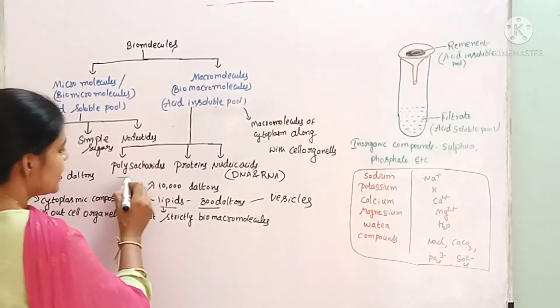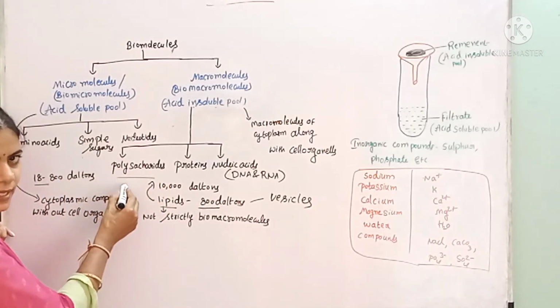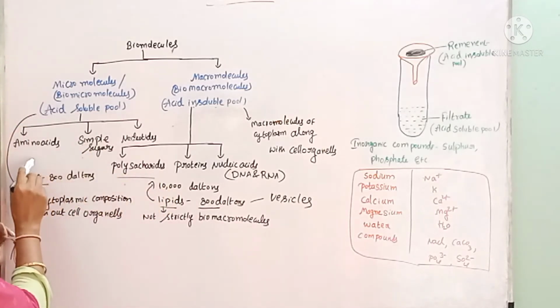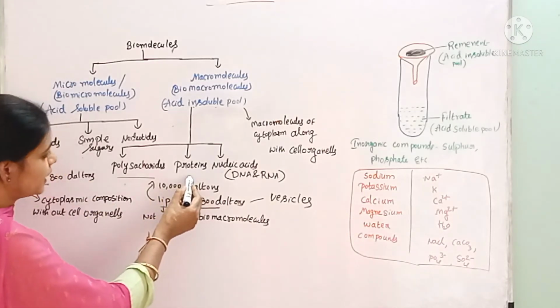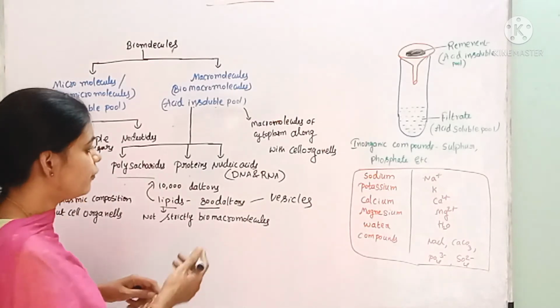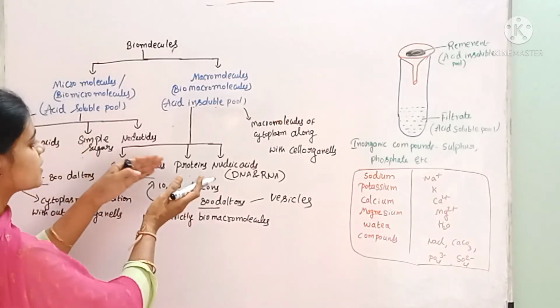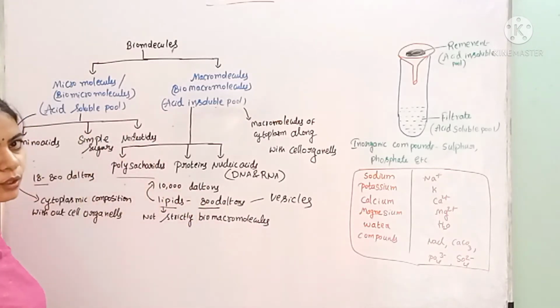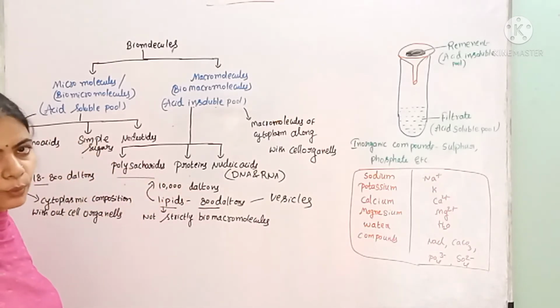Several simple sugars form polysaccharides, right? Several amino acids form proteins. And several nucleotides join and form nucleic acids like DNA and RNA. That means the subunits of the macromolecules are nothing but micromolecules.